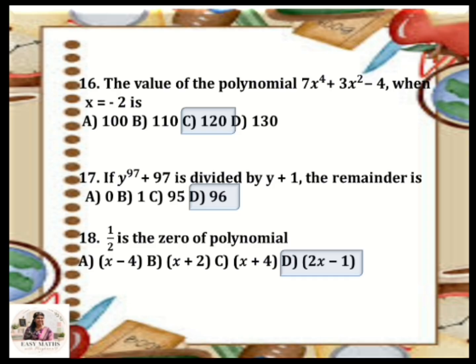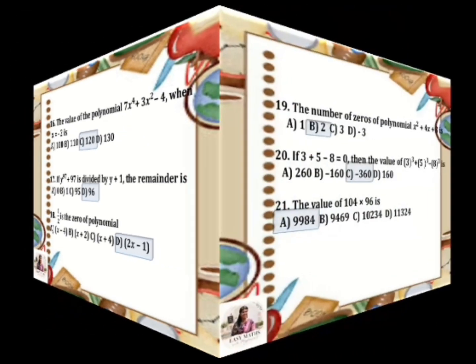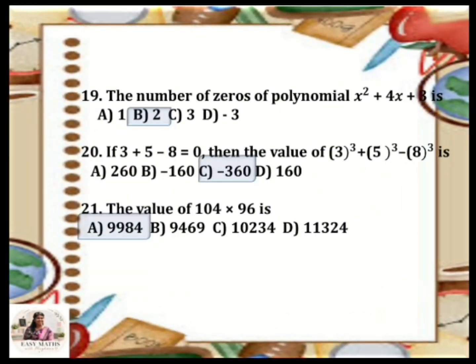So this is regarding question number 16, 17 and 18. So how to find the values of the polynomial if the values are given, and about the remainder and also the zeros of the polynomial will be calculated by solving question number 16, 17 and 18. Question number 19. The number of zeros of the polynomial x square plus 4x plus 8 is. Again here substitute the value of the polynomial. Then you will get the answer as 2 here.